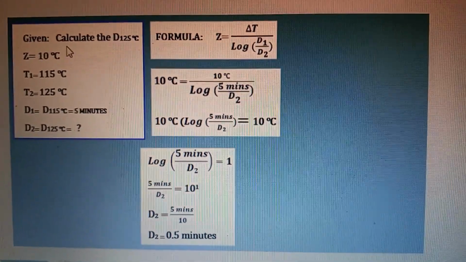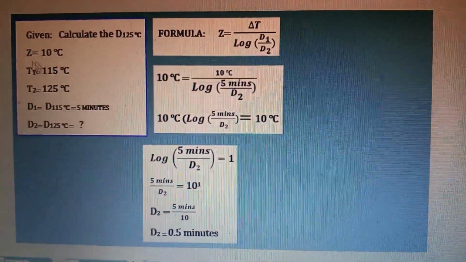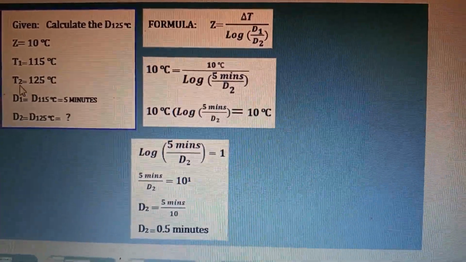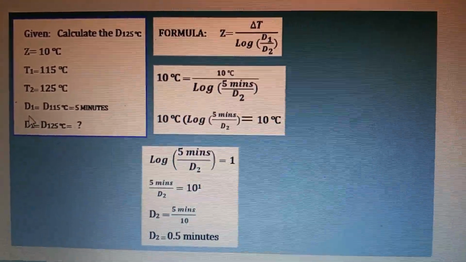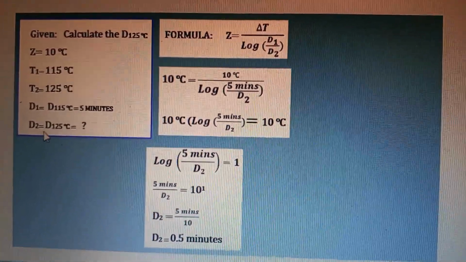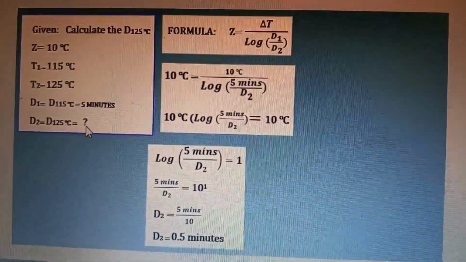So here's the given to calculate the D125 degrees Celsius. The Z is equal to 10 degrees Celsius, the T1 or temperature 1 is 115 degrees Celsius, and the temperature 2 is 125 degrees Celsius. The D1 value at 115 degrees Celsius is 5 minutes, while the D2 value at 125 degrees Celsius is unknown.